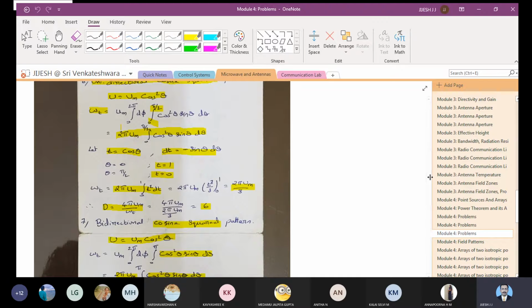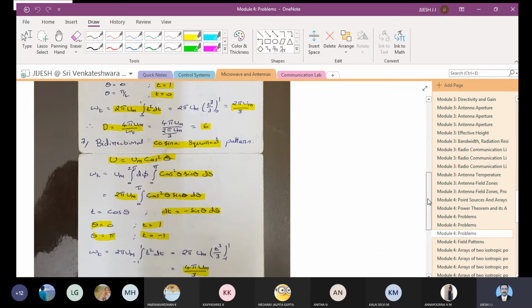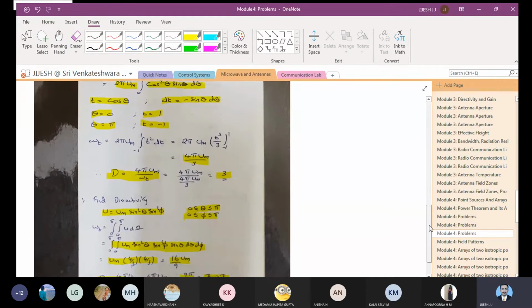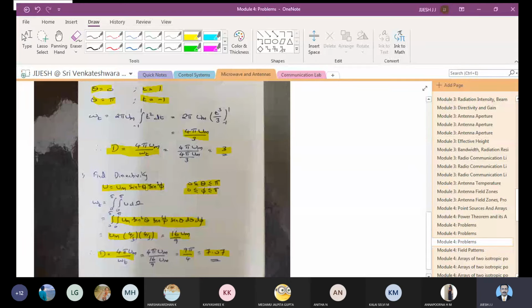Similarly, you can also do for cosine squared pattern, where U is equal to Um cos square theta, and when you simplify that, you have to take t is equal to cos theta, so dt will be minus sin theta d theta. After simplification, you get it as 4 pi Um divided by 3. So after substitution for directivity, the answer will be 3. So similarly, you can do any combinations of sine and cos or tan.